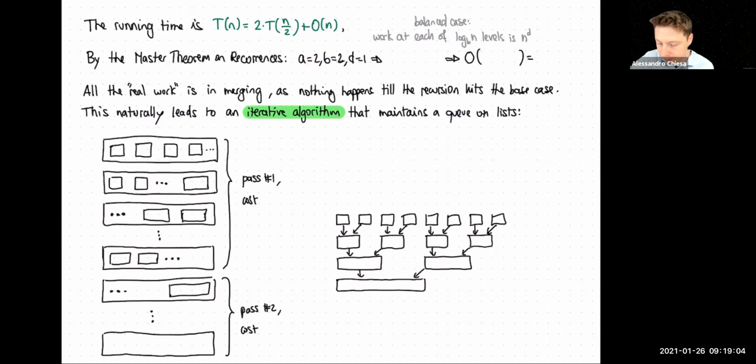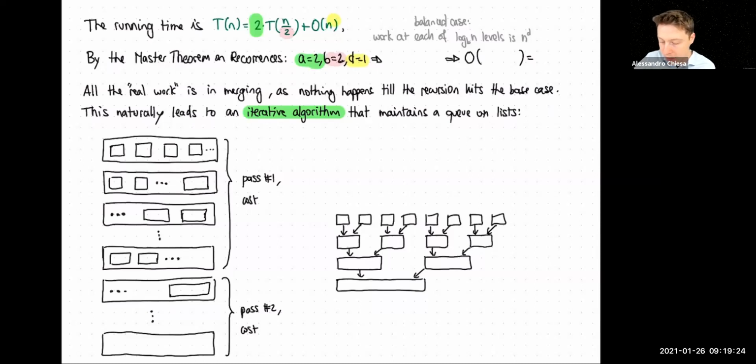Then we have b equals 2, right? That's the part over there. And then d equals 1, that's because the exponent over there is 1, right? That's how we invoke the master theorem.